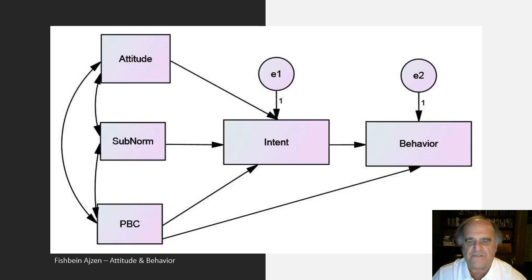And again, we mentioned the Fishbein and Ajzen model before. This is really a classic mediator model because we have these independent variables, and they all influence intent, which then influences behavior. So in this classic Fishbein and Ajzen model, the mediator is our intent.